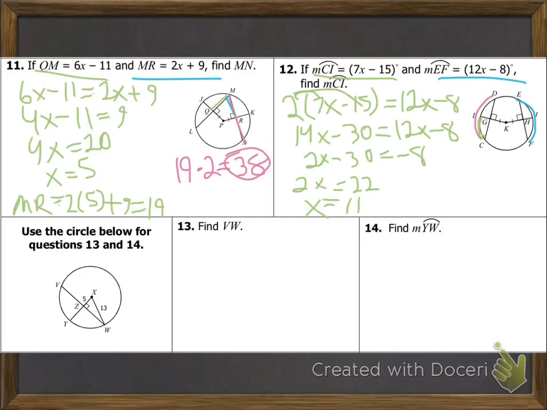So now to find the measure of CI, pretty easy. Just take the x, plug it into CI. So we're going to have 7 times 11 minus 15, and that's going to end up being 62.